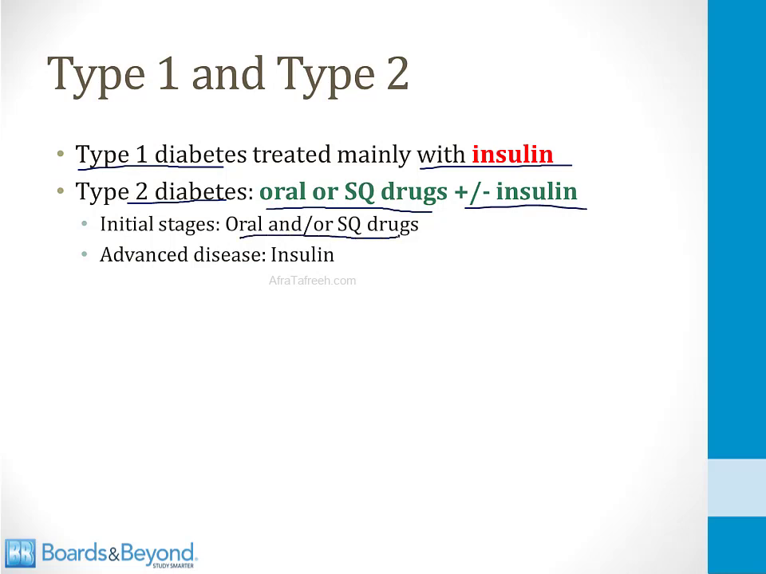When the disease becomes advanced and the pancreas begins to fail in its ability to make insulin, that's when insulin is required. And I talk about insulin therapy in another module. In this module, we're going to focus on the oral and subcutaneous drugs.